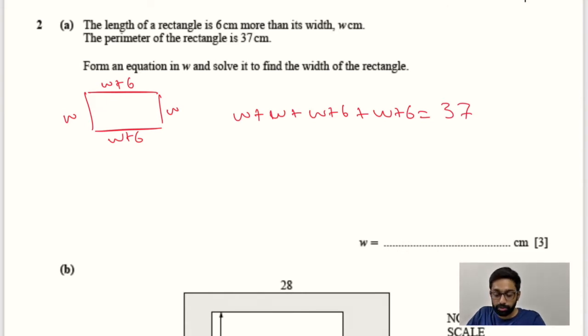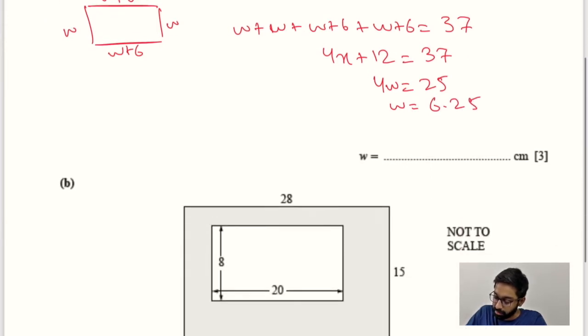Bringing all the W's together, you get 4W plus 12 equal to 37. Take the 12 to the other side, subtract it from 37, you get 25. So 4W equals 25. So W equals 6.25. That is the width of this rectangle.